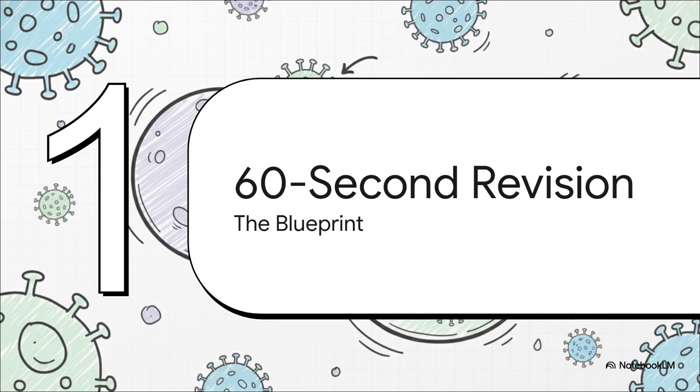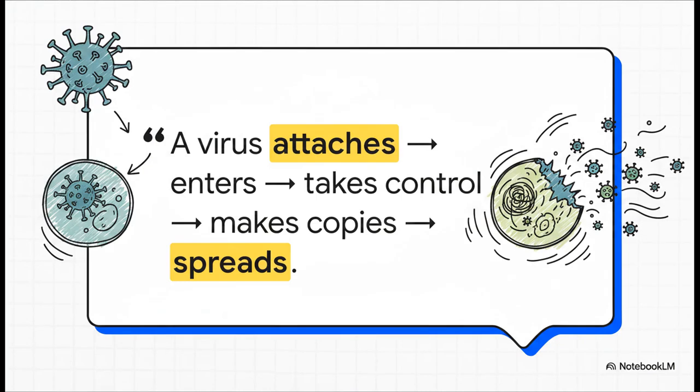But now for maybe the most important part for your studies, the 60-second revision. This is the absolute blueprint you need to lock into your memory. If you remember absolutely nothing else, remember this one sentence. It's the entire process in just 5 key actions. A virus attaches, it enters, it takes control, it makes copies, and it spreads. Seriously, say that a few times to yourself. That is the core knowledge you need, right there.